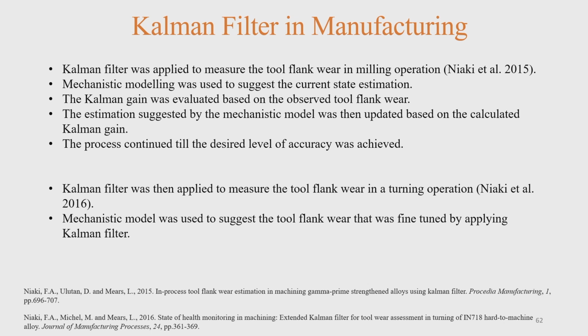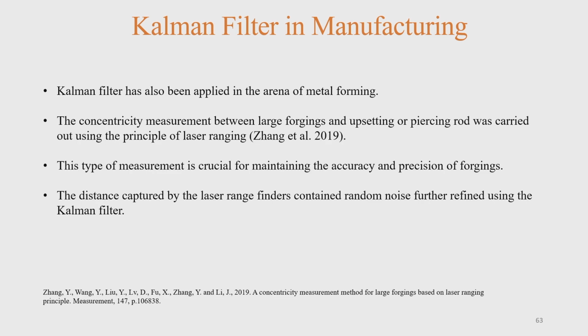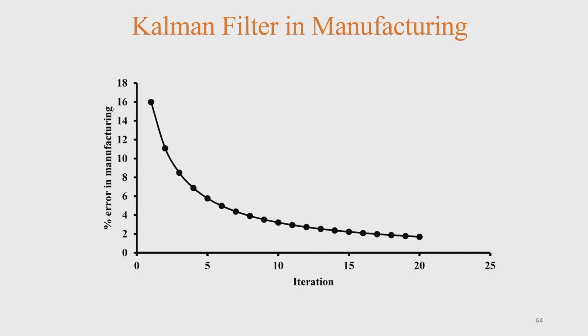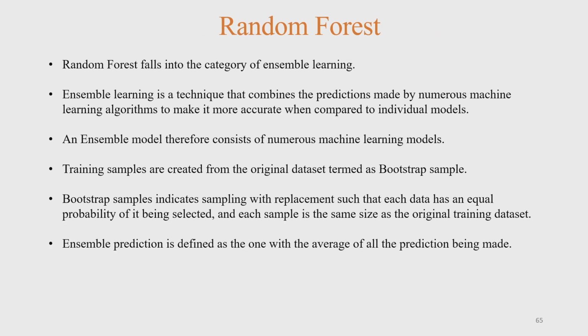The Kalman gain was evaluated based on the observed tool flank wear. The estimation suggested by the mechanistic model was then updated based on the calculated Kalman gain. The process continued till the desired level of accuracy was achieved, and has been applied in the arena of metal forming also. Then it shows that in the Kalman filter, in an iterative way, the percentage error keeps on reducing.